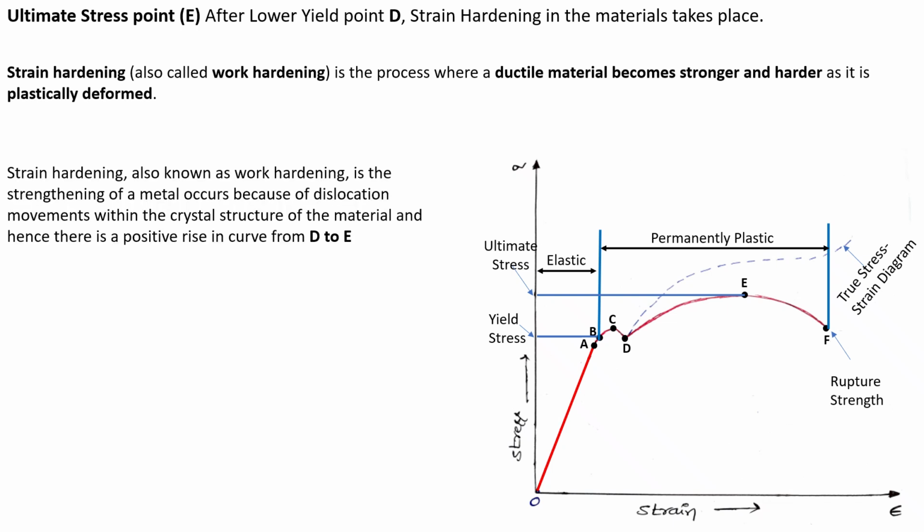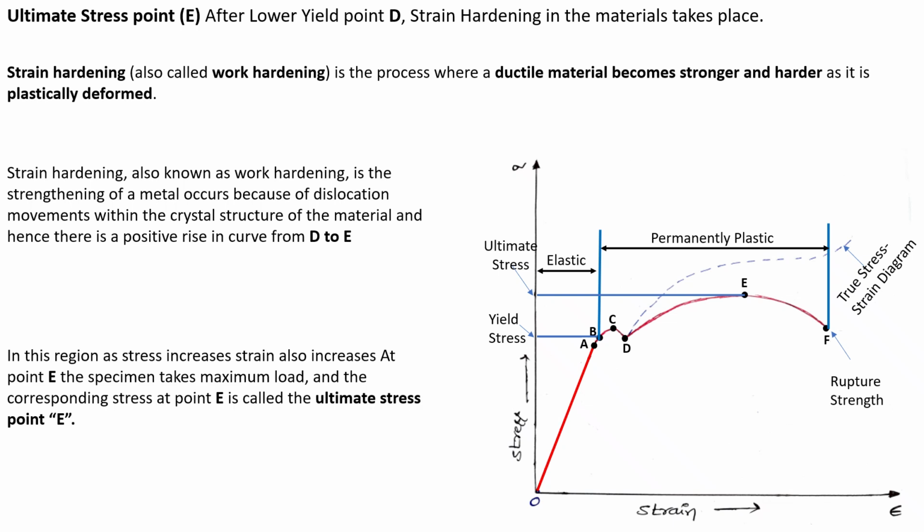So strain hardening, also known as work hardening, is the strengthening of a material that occurs because of dislocation movements within the crystal structure of the material, and hence there is a positive rise in the curve from D to E. So observe from D to E, the material strength is increasing, due to this dislocation strengthening property.